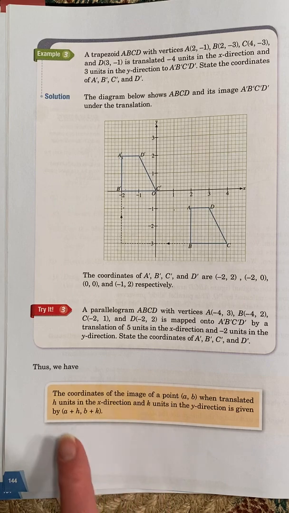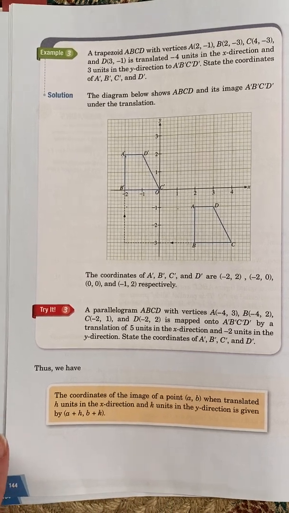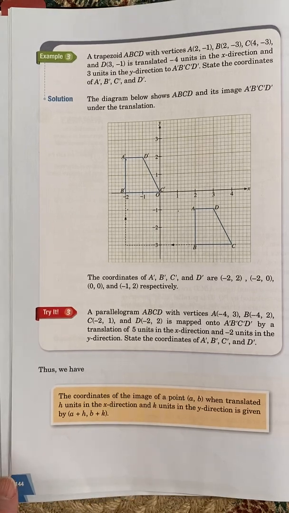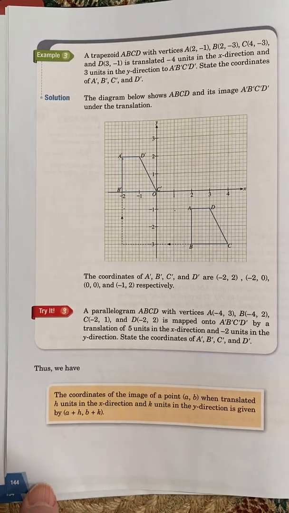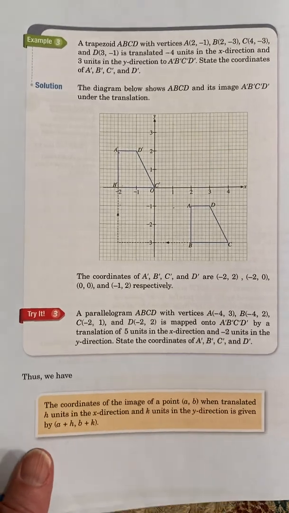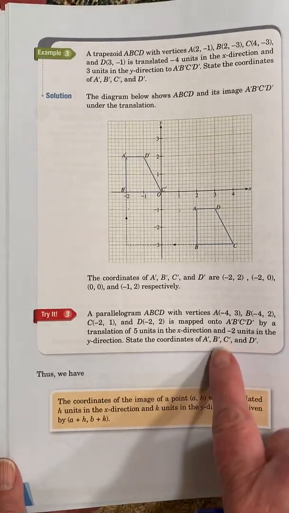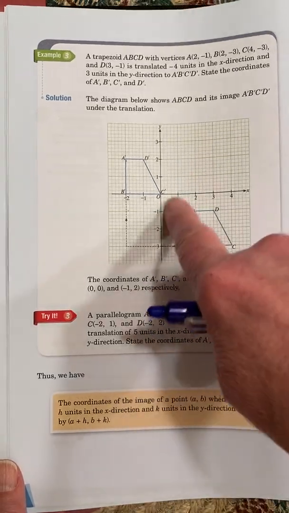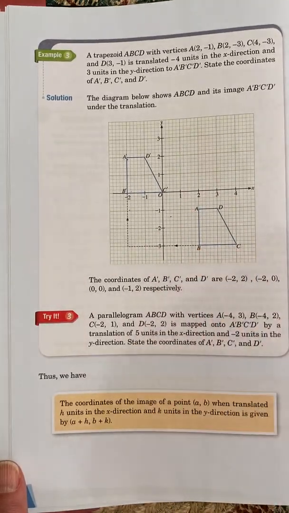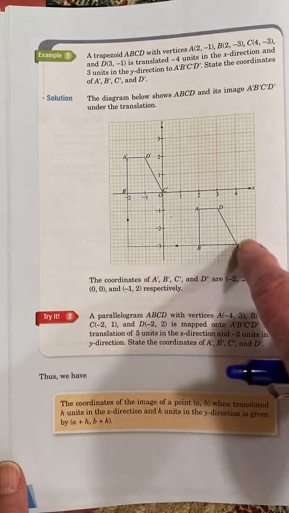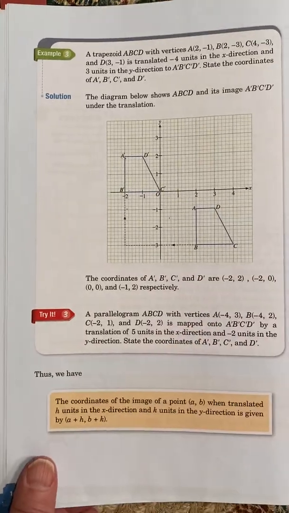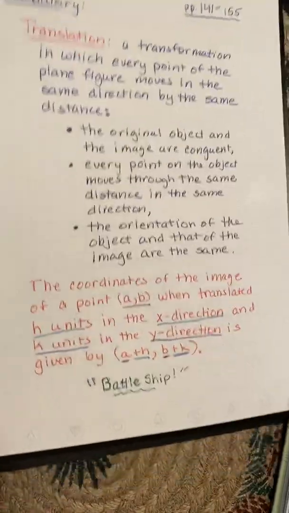Now we're going to use this formula. This formula comes into play when we do example 4. We're actually going to do example 4 and Try It 4 because it involves a little math. Try It 3 is just more of this, and you've all played Battleship. You all know how to count. You know how to plot. We don't need to practice that. So let's take a look at example 4.